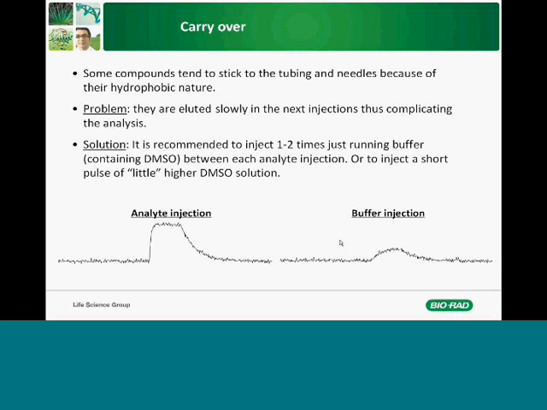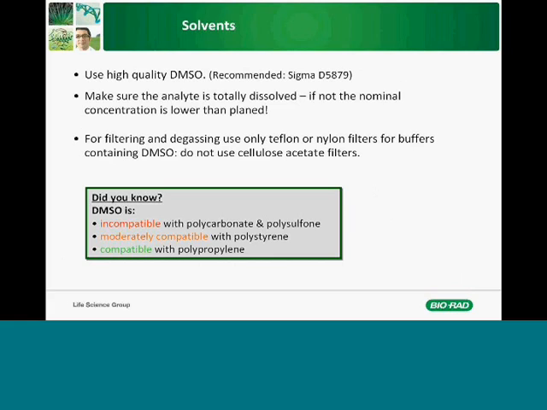Solvents, usually people use DMSO, it's the universal solvent, but the important point here is that you need to use high quality DMSO. We recommend this one, and you also have to treat it right, put it in the dark, use only glass material to take out the sample, because the problem is it will also dissolve, and you can see here below, DMSO is not compatible with polycarbonate, so it will dissolve a little bit of it.